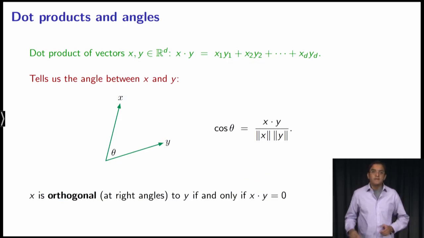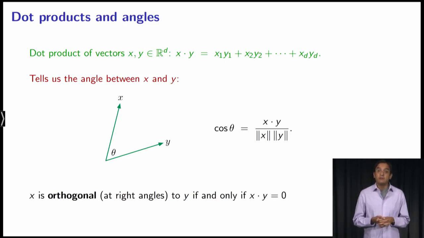We will call two vectors orthogonal if they are at right angles to each other. And this is going to turn out to be a very important concept for us. We're going to be using orthogonal vectors a lot. The nice thing is that we now have a simple test for orthogonality. To see if two things are at right angles, just take their dot product and check if it's equal to 0.